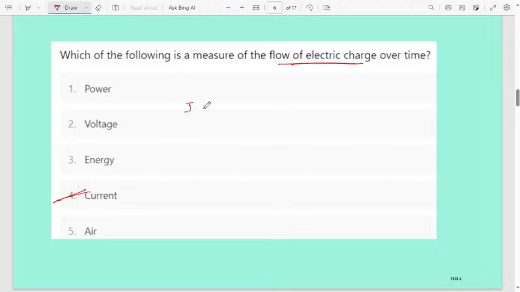I will be equal to Q divided by T. Q means charge. The flow of charge over time. I is equal to Q by T. Remember this formula. Q means flow of charge over time, otherwise per time. Then it is nothing but current.